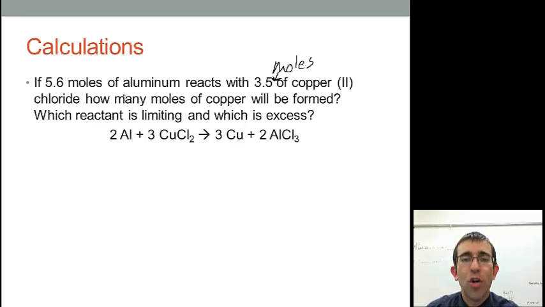Now, notice what I've done here. This is different than all the problems you've done to this point. We have two givens. When this happens, we must do two different flow charts. Pick one of the givens. It doesn't matter which one you pick first. I'm just going to do the one that's first given. So 5.6 moles of aluminum's this one.